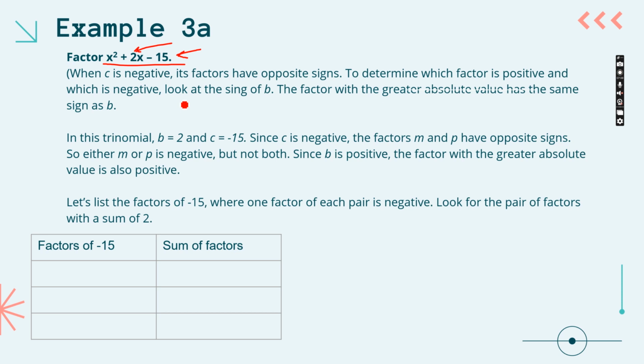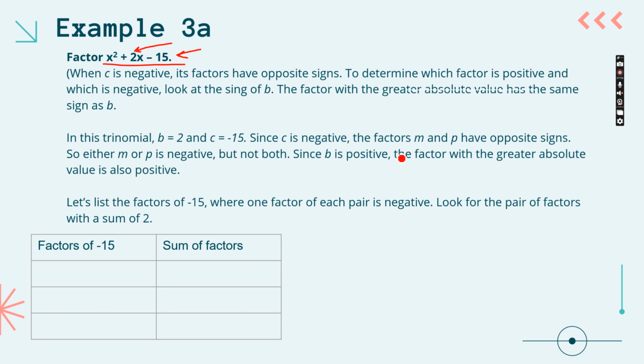When C is negative, its factors have opposite signs. To determine which factor is positive and negative, let's look at the sign of B. B in this case is positive. That means the factor with the greater absolute value has the same sign as B. In this trinomial, B is equal to 2 and C is equal to -15.